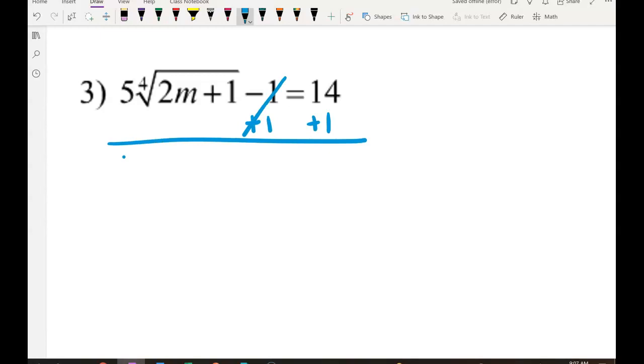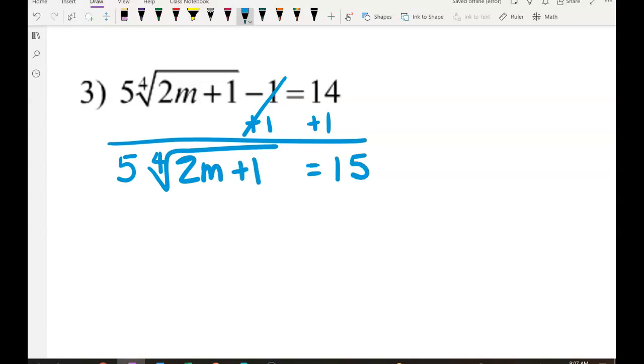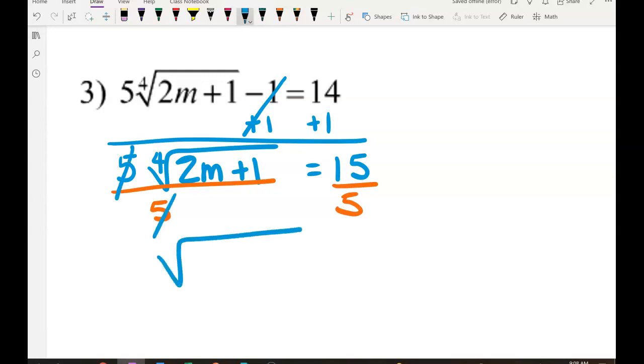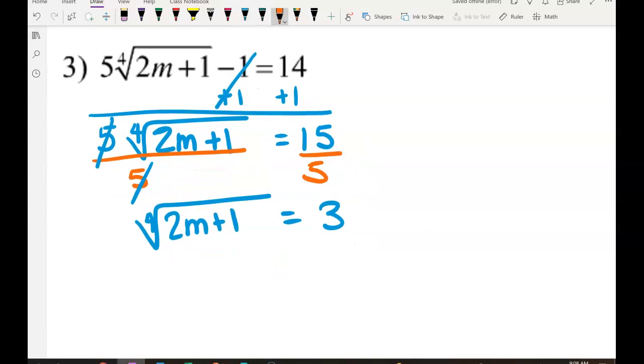Good. Add 1 to both sides. So 5, fourth index of 2m plus 1 equals 15. And then what's next, Levi? Then 15 take away 5 is? Okay, now, because we have a fourth index, Levi, what do we raise each side to? What power?